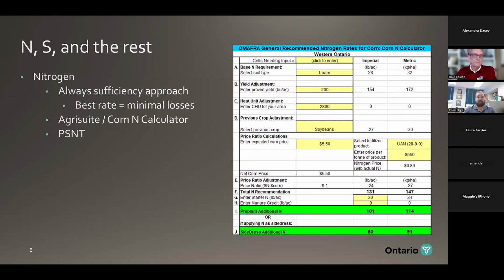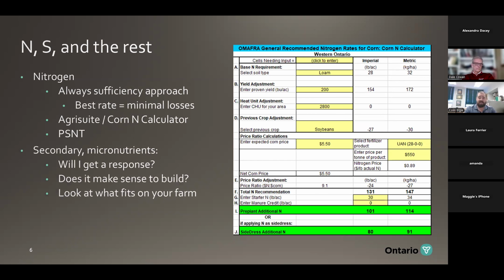So we're really trying to look at what's the most efficient rate that we can apply to that field. And we've got tools to do it, from Agris or the corn nitrogen calculator that's shown here. We've got pre-side dress nitrate testing. There's many different tools that can enable us to make a better decision on our nitrogen rates.